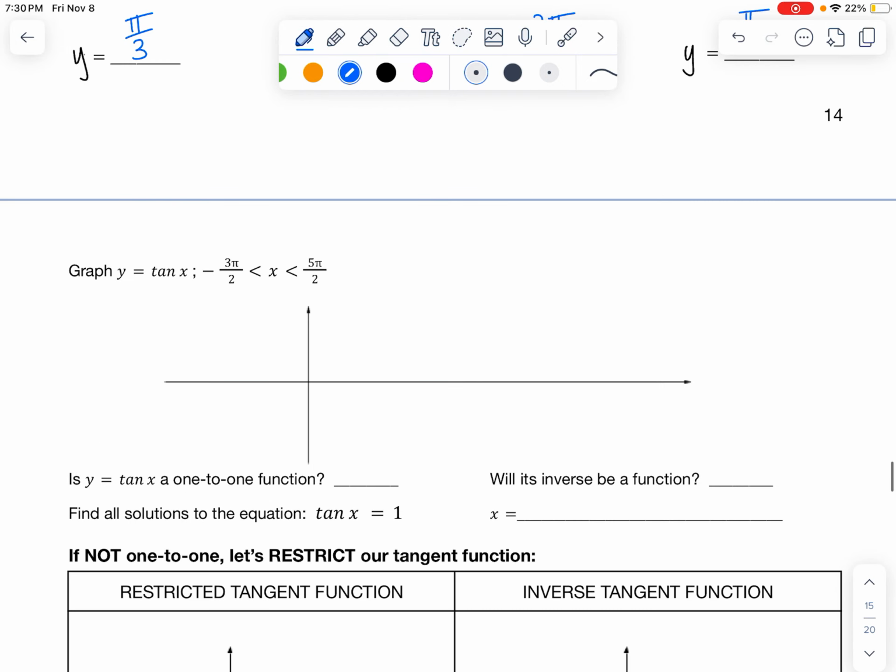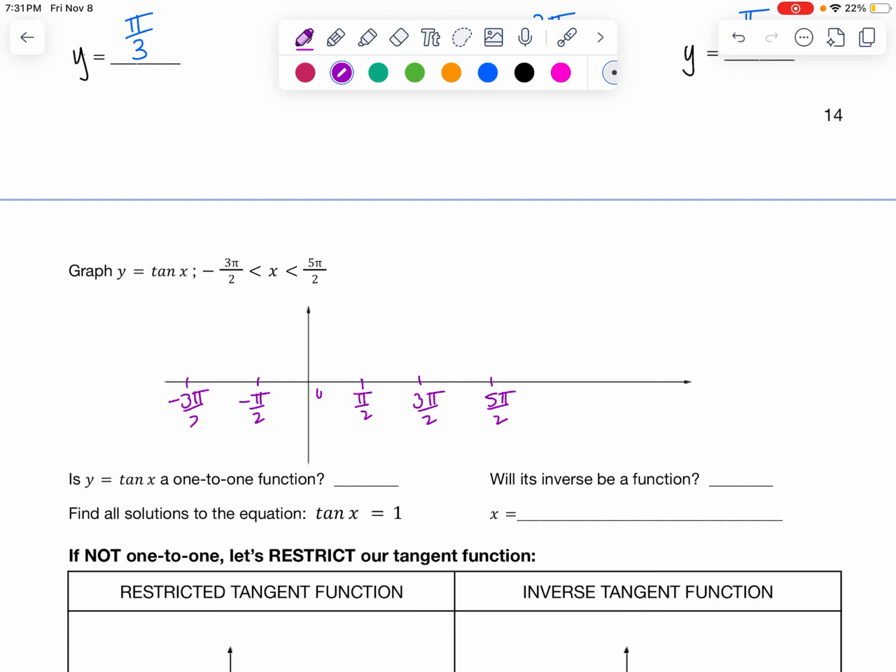All right, then last but not least, we have tangent. Tangent, you remember, we don't have to graph the whole entire thing, but tangent does start in the middle, and then it goes from negative pi over 2 to pi over 2. If I were to keep going, all these pi over 2's have an asymptote. And then we have my graph of tangent.